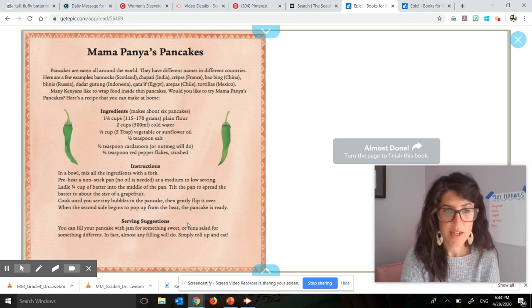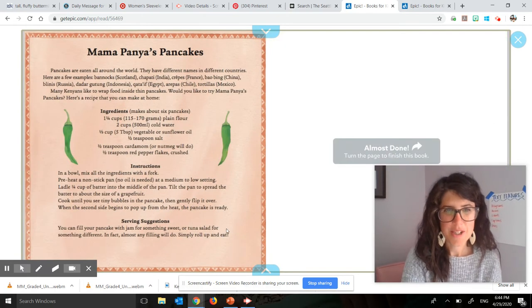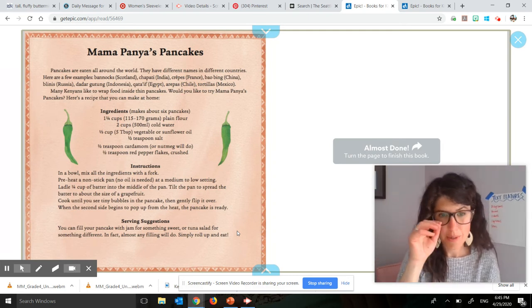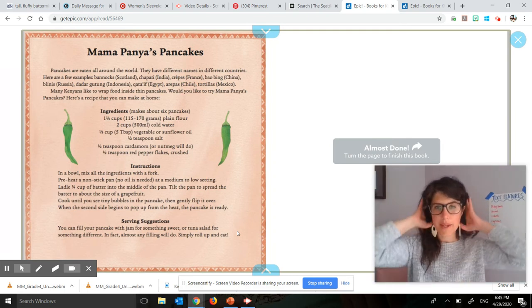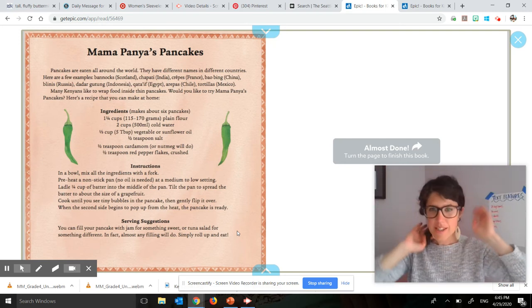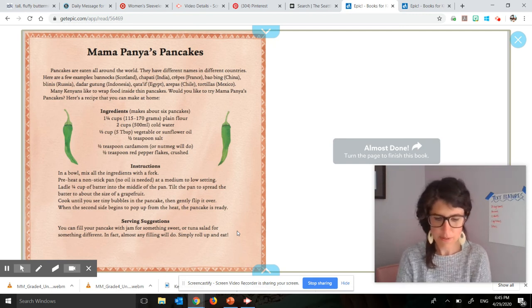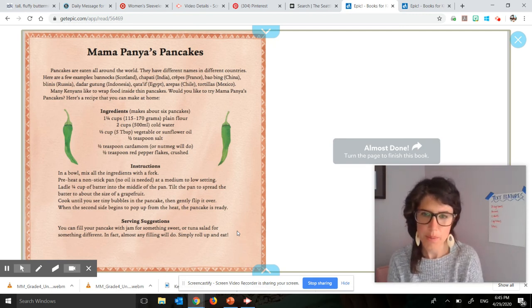Serving suggestions: you can fill your pancake with jam or something sweet, or tuna salad for something different. In fact, almost any filling will do. Simply roll up and eat. Okay, that made me hungry. So think to yourself for a minute, do you think this recipe would be easy to follow? Why or why not?